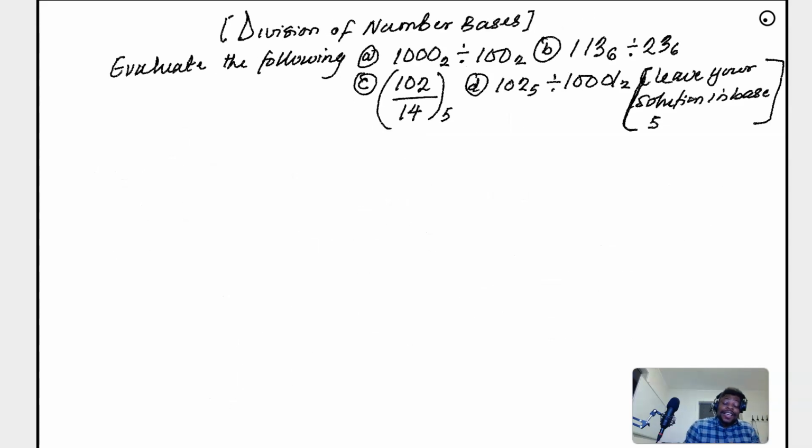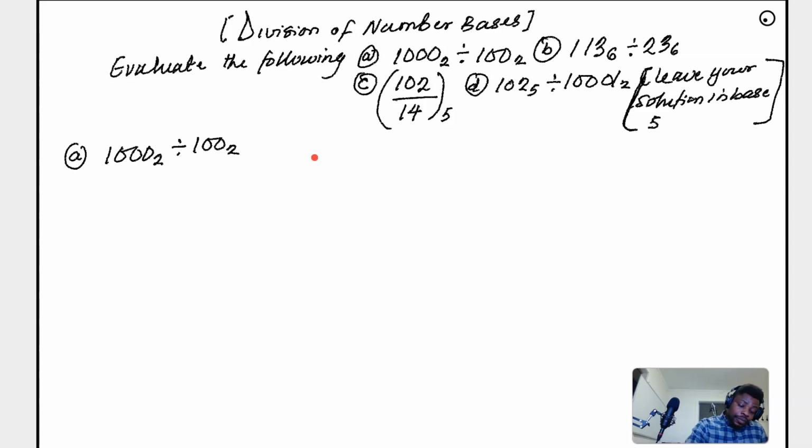Now, let's take division of number system. So let's start with the first one. 1000 base 2 divided by 100 base 2. Now, the best advice I will give you when it comes to division of number bases is convert to base 10 first and convert back into the required bases. In this case, I have 1000 base 2 divided by 100 base 2.